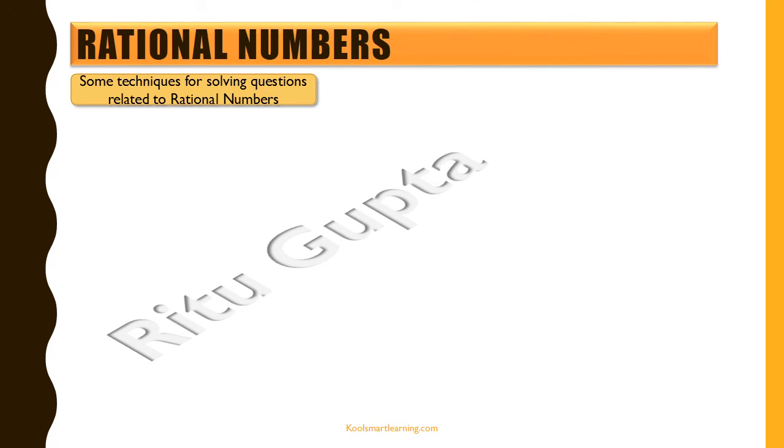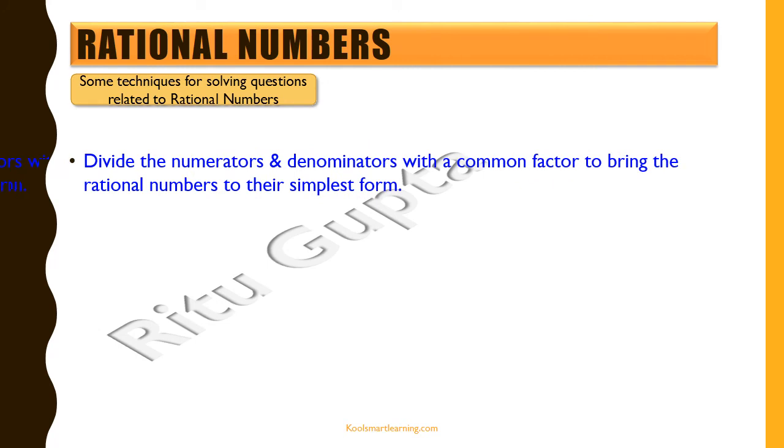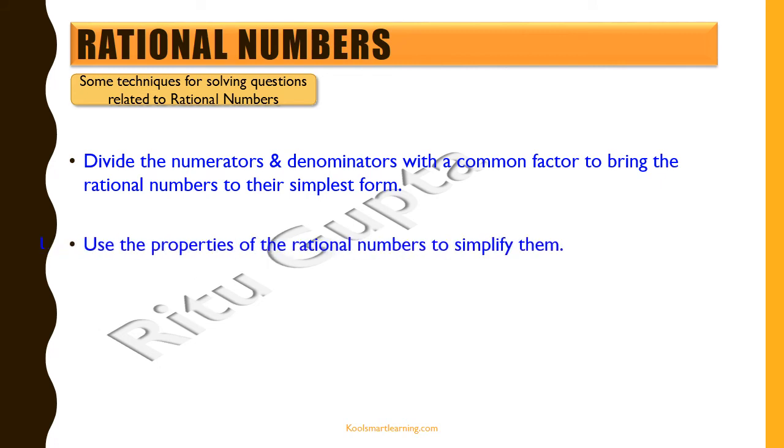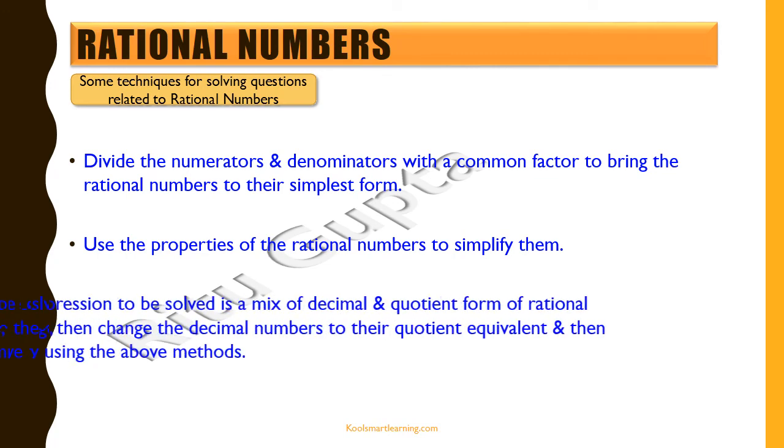Now let's try and understand some techniques for solving the questions related to rational numbers. First thing while dealing with rational numbers is we should try and bring the rational number to its simplest form. And how do we do that is by dividing the numerator and denominator with a common factor so that we get the simplest form of the rational number. Then we use the properties of rational numbers to simplify them. The properties that we just talked about, the commutative property, associative property, distributive property, all these properties we use so that we can get a simplified rational number as a result.